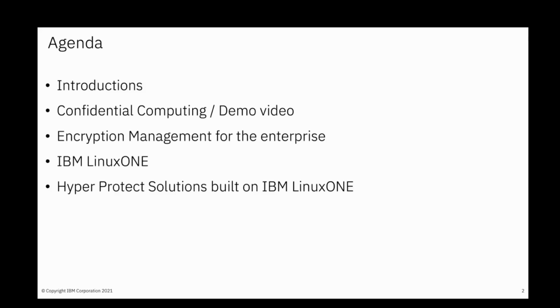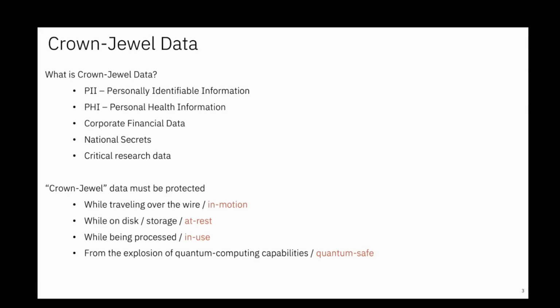And let's go ahead and talk about why HyperProtect in the first place. It's all because we want to protect crown jewel data. When we talk about crown jewel data, it could be personally identifiable information, also called PII, personal health information, corporate financial data. It could be national secrets as well, and critical research data that is very important to be kept in safe repositories and protected from unauthorized access and all that.